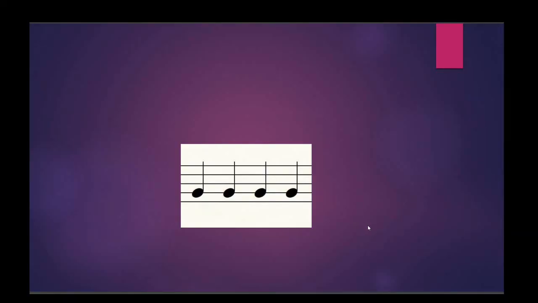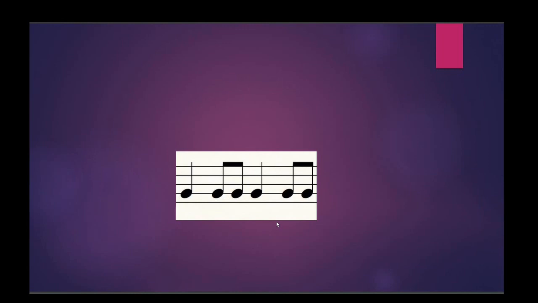Okay, now in this example right here, we're not going to give it any tempo whatsoever, but this is 4 quarter notes. Counted 1, 2, 3, 4. We have a quarter note, 2 eighth notes, a quarter note, and 2 eighth notes, which would sound like so.